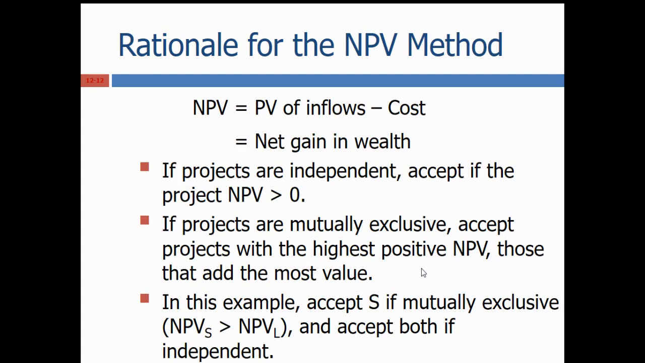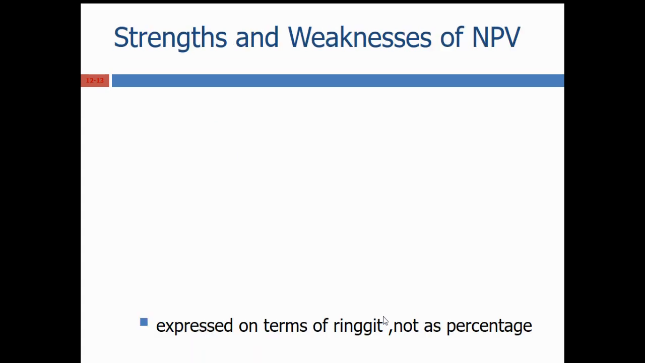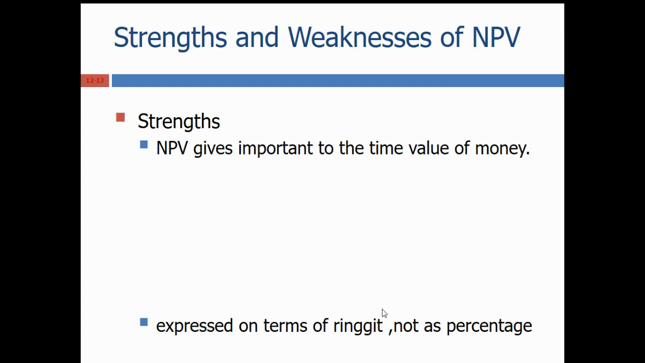So moving on. Inflows minus the cost, that is your NPV, and that is net gain in wealth. If positive, it means a net gain; negative means a net loss in the company's or shareholders' wealth. For independent projects, you can accept both because both are positive. For mutually exclusive projects, we choose the highest. So accept S, as it has a higher NPV. Let's move on to the next slide where we see the strengths and weaknesses of NPV.